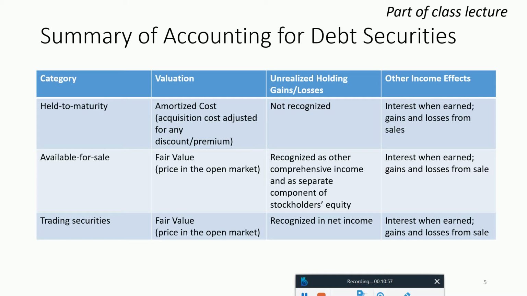That differs from available for sale securities, in which you are going to recognize unrealized holding gains and losses, but as a component of other comprehensive income, which goes into stockholders' equity, as opposed to the income statement or the P&L, which is where trading securities get their unrealized holding gains or losses recognized. And then, regardless of whether it's an available for sale security or a trading security, interest is going to be recorded when earned, and gains and losses will be recorded upon the eventual sale.